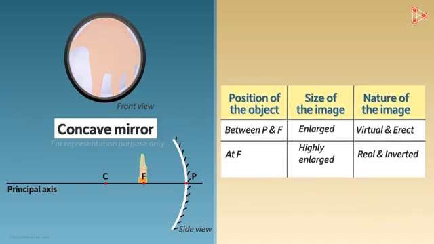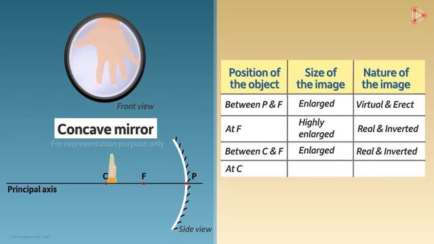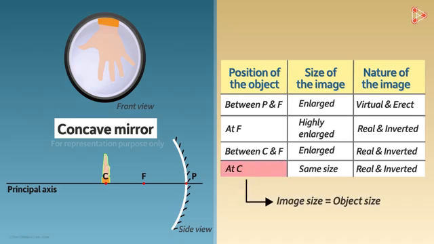When I start moving this object away from the focal point towards point C, the image is still enlarged, but the size is reducing. And what is the nature of this image? Yes, here as well, the image is upside down. It's a real image. When the object is at point C, the image is still real and inverted, but now the size of the object and its image is same. Yes, at this point, both the object and the image are of the same size.